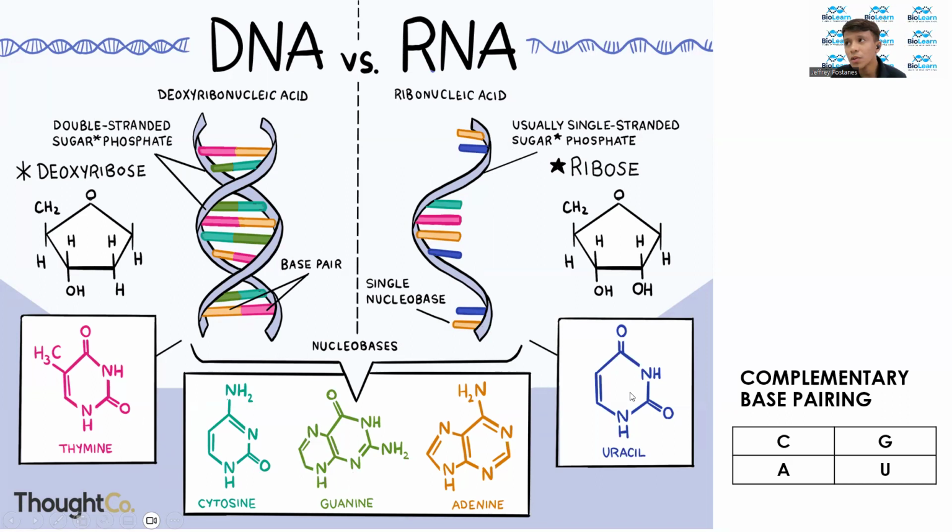Now, let's talk about the complementary base pairing. For DNA, adenine binds with thymine, cytosine binds with guanine. While for RNA, adenine bonds with uracil because thymine is not present in RNA, and cytosine binds with guanine.